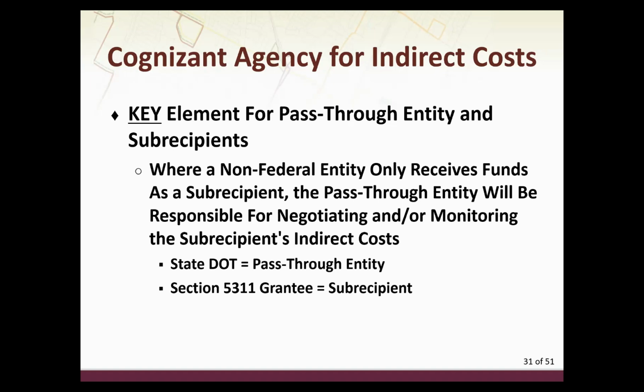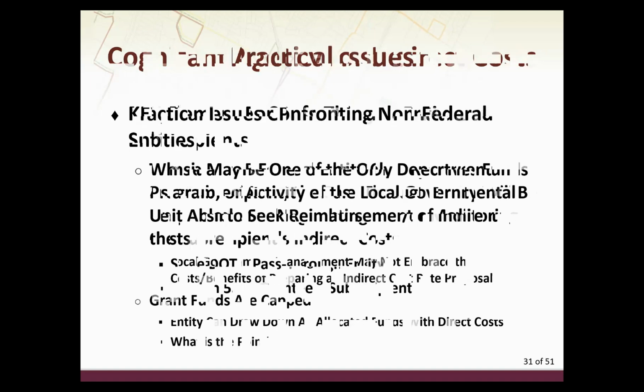And so this puts the onus for this function of reviewing and approving plans on the state DOT. And so this is a very common situation. It's been our experience that many of the state DOTs have stepped up to the plate, have recognized their role, and have developed means for processing indirect cost rate proposals from 5311 funded transit agencies.